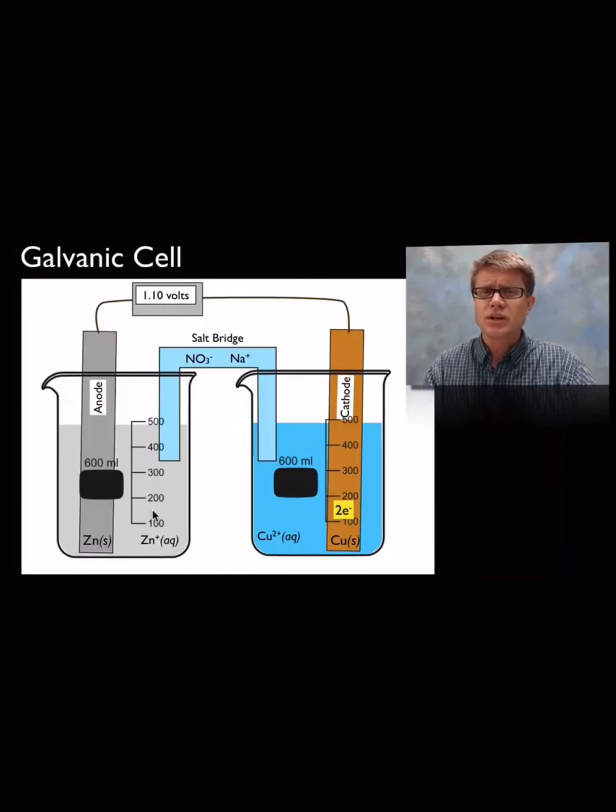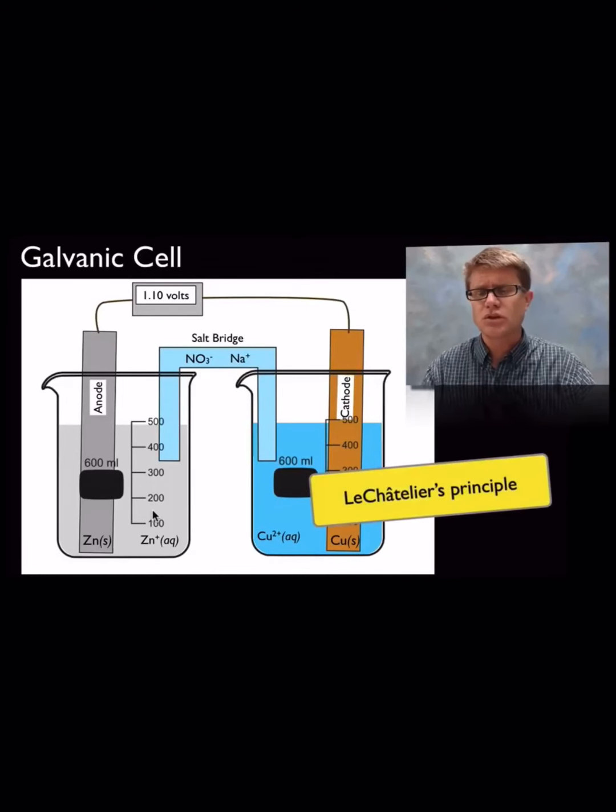Now, there's a Nernst equation you could use to analyze what happens if it's not really at standard potential, but that's outside the level of AP chemistry. What you should really use is Le Chatelier's principle. So what would happen, for example, if we increase the amount of zinc in this solution? That would slow this reaction. Or if we were to increase the amount of copper, it's going to speed up this reaction.